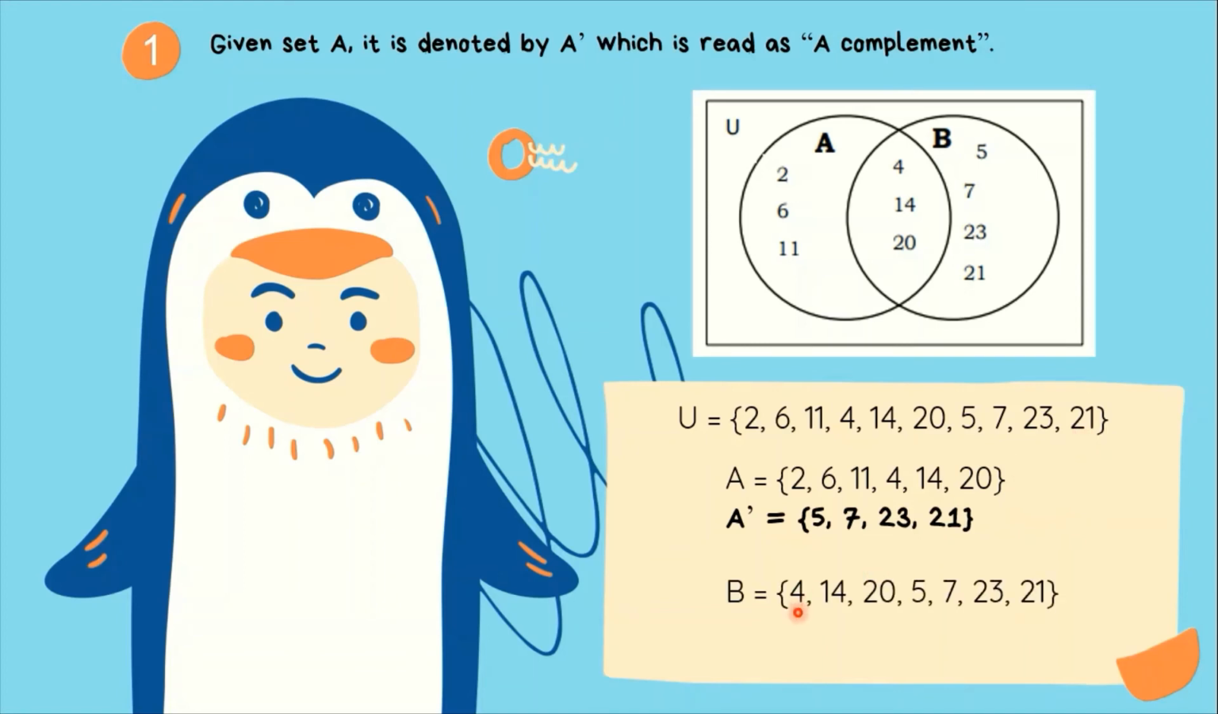Next, we have the elements of set B, 4, 14, 20, 5, 7, 23, and 21. Ganun din. Therefore, B complement is 2, 6, 11. Dahil itong lahat ng numbers na to ay nandito kay universal set, pero walang 2, 6, 11 si B. Kaya iyon yung complement niya. Lahat ng mga wala doon sa given set, pero available kay universal set.